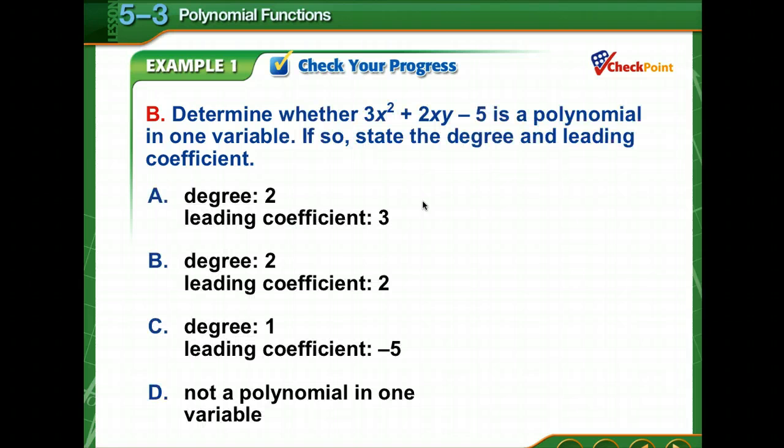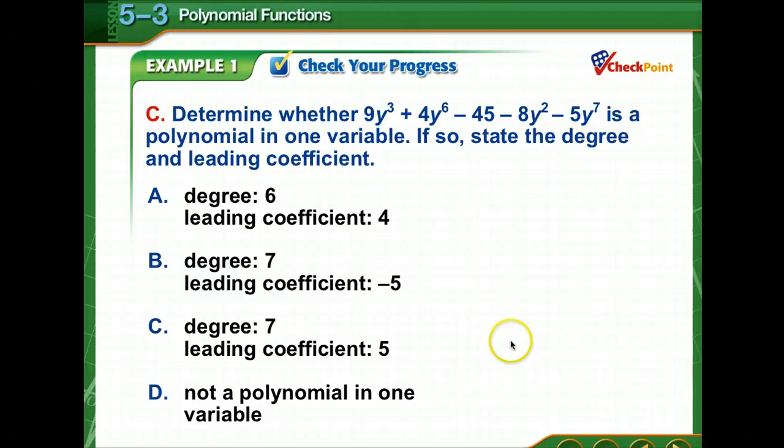Let's try another one. So pause the video for a moment and then come back and check your answer. Oh, this one is a little tricky. It had 2 variables, so it's not a polynomial in one variable. One more. So pause and then come back and check your answer. This one is a polynomial in one variable, but it is not written in standard form. The degree is 7, and so the leading coefficient is a -5.